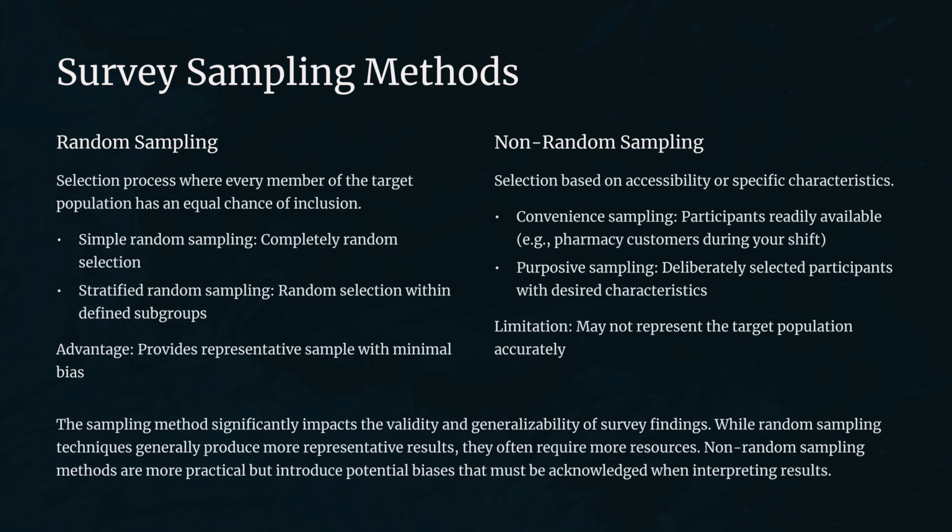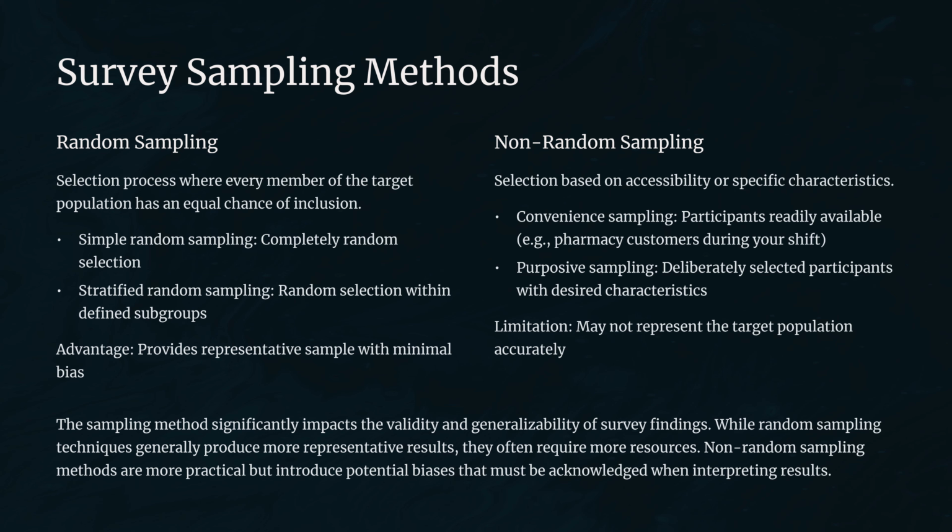One of the big issues with cross-sectional studies: how do you actually sample your target population? Really here you have random versus non-random sampling. Random sampling means you basically have a selection process where every member of your target population has an equal chance for inclusion. So you're trying to spread the net wide enough that randomly you're going to get a good representation of the population. You could do simple random, so completely random selection, or you could do stratified, where you're looking at certain subgroups. The big advantage here is it provides a representative sample with minimal bias.